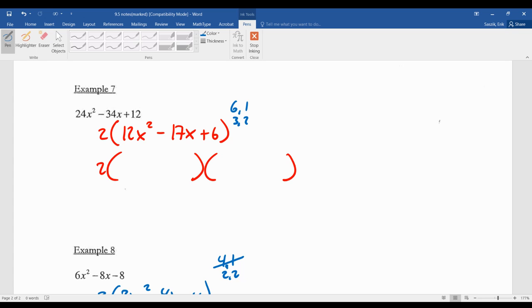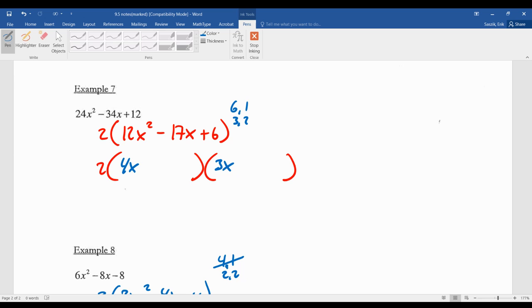So now you got to try 6 and 2 or 3 and 4. Let's try 3 and 4. Okay. Again, I got to try the back end with these two things. So if I do 6 and 1, 24 and 3 doesn't work. 6 here, 18, that doesn't work. Let's try 3 and 2.